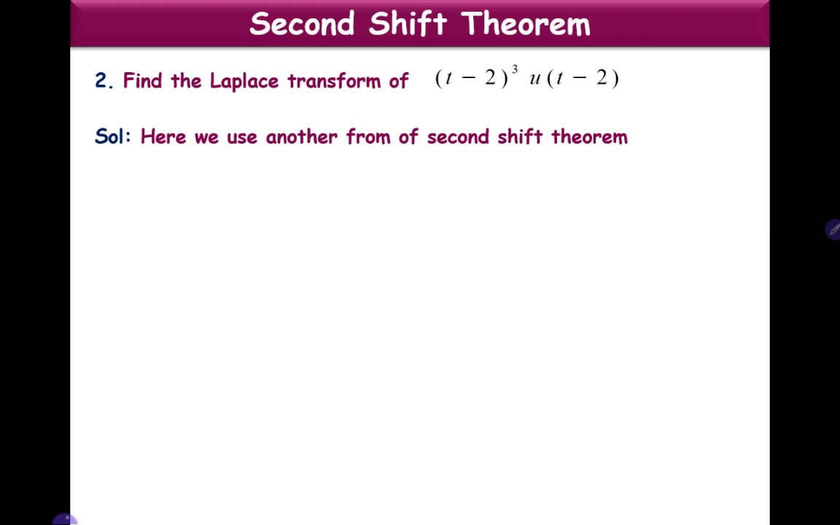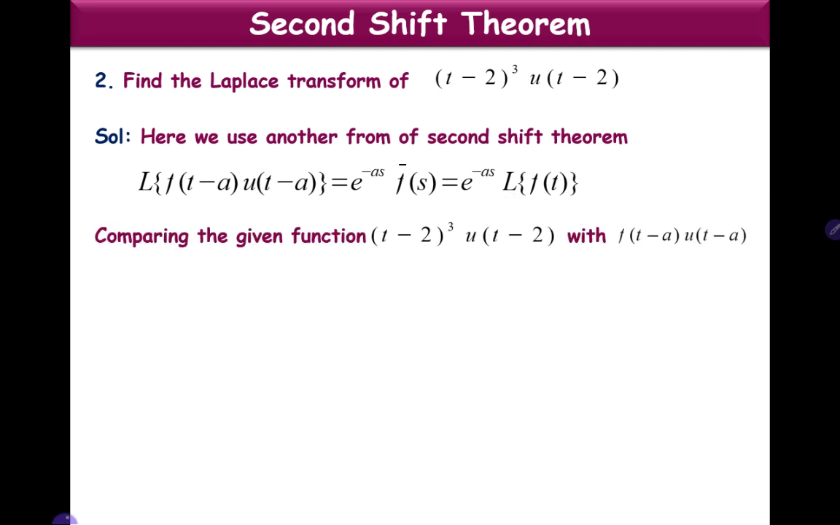So we use another form of the second shift property here, that is L of f of t minus a into u of t minus a is e power minus as into L of f of t. So now we compare the given function, t minus 2 whole cube into u of t minus 2, with f of t minus a into u of t minus a. Then in place of f of t minus a we have t minus 2 whole cube, and in place of a we have 2 here.